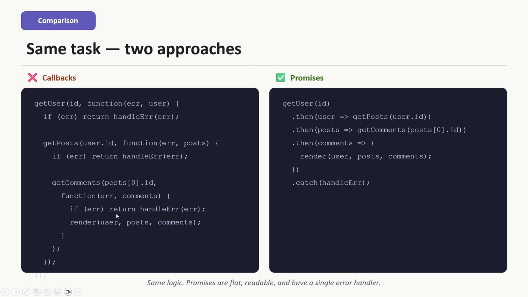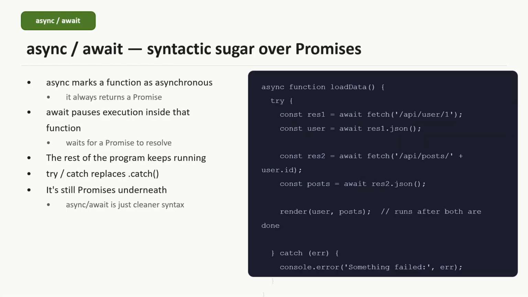Here's the same 3-step async operation written both ways side by side. On the left you have the callbacks. Each step is indented inside the previous one. Error handling repeats 3 times, whereas on the right you have promises, which is completely flat, and one dot catch handles everything. The promise version is not only shorter, but it's also easier to reason about. You can read it top to bottom like a story: get the user, then get their posts, then get the comments, and then render. And that's kind of the mental model you want to think about when programming these things.